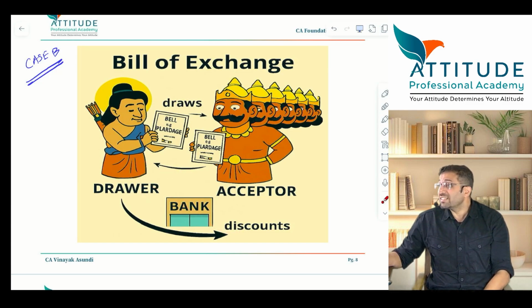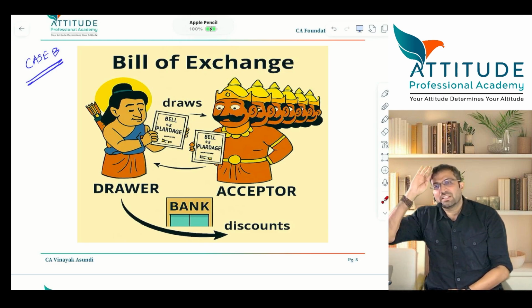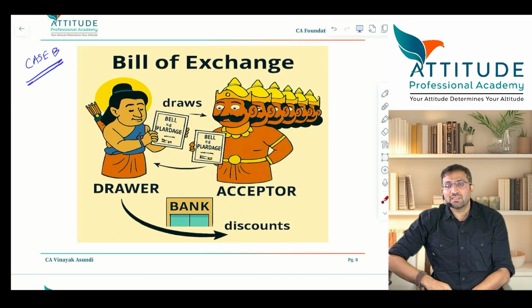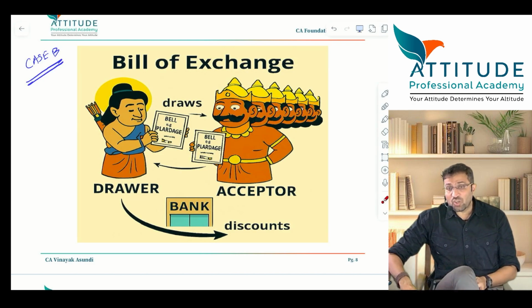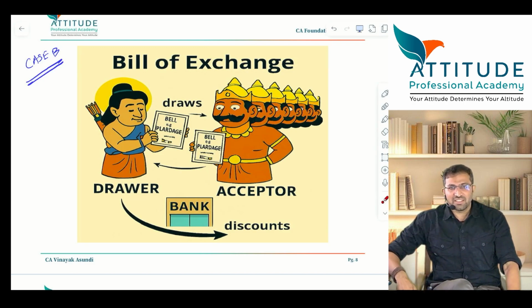So this is known as discounting of bills. Now tell me, who will wait for 3 months? Ram says, I need the money now, so he goes to the bank. Will the bank give the money? On whose credibility? Ram's credibility or Ravan's credibility? Ravan's credibility. Ultimately, Ravan has to make the payment to the bank. So if the bank feels that Ravan is a very good man, then they'll accept that bill and give the money to Ram.